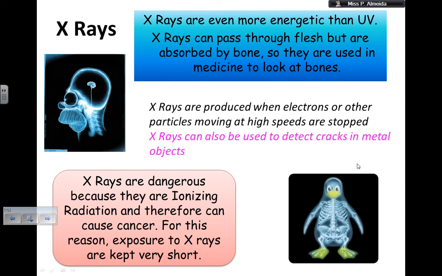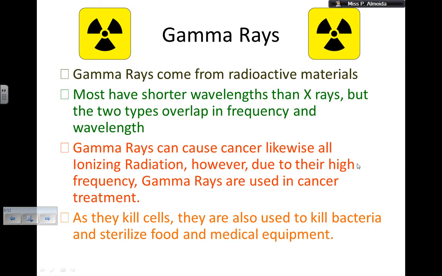X-rays can also be used to detect cracks in metal objects, okay? So if you want to see where something is leaking, for example, you can use X-rays, because the amount of absorption depends on the thickness of the metal as well, okay?